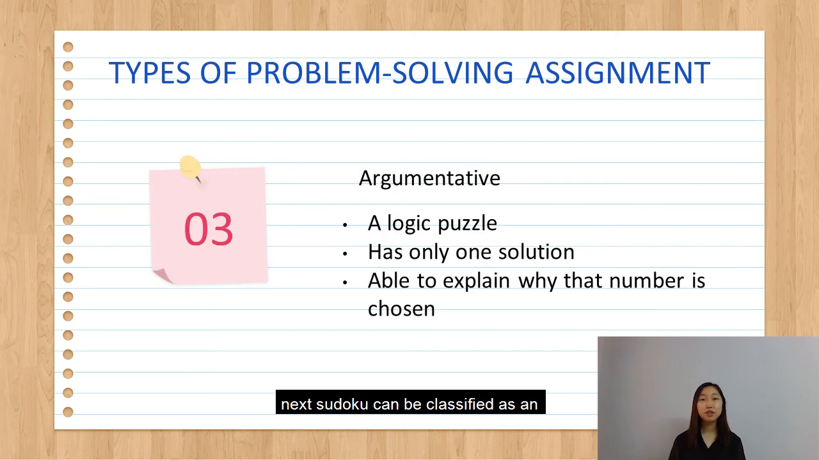Next, Sudoku can be classified as an argumentative problem-solving assignment because it is a logic puzzle that has only one single solution. A player should be able to explain why that number is chosen when he or she is being asked or when there are two different sets of results when it is played by two players.